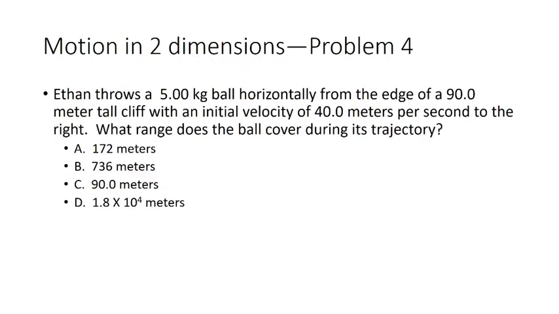All right, now let's continue on with problem number 4. And what we need to keep in mind is that problem 4 is the same problem as problem 3, except this time we're being asked for the range or the horizontal displacement of this ball. We need to remember from the last problem that the total time in the air was 4.29 seconds. So we're going to say t equals 4.29 seconds.